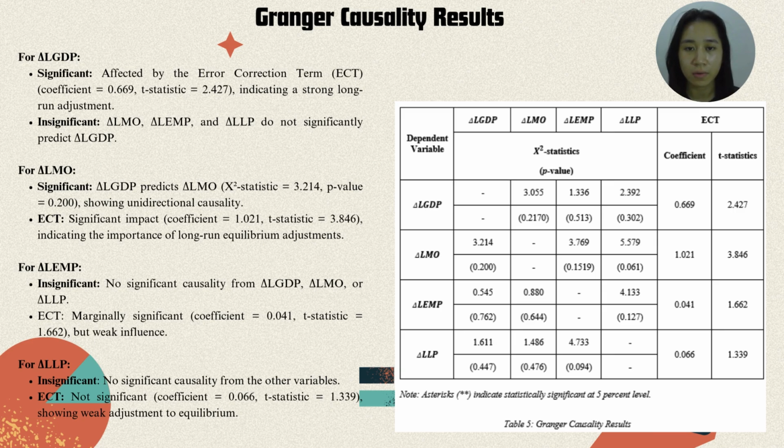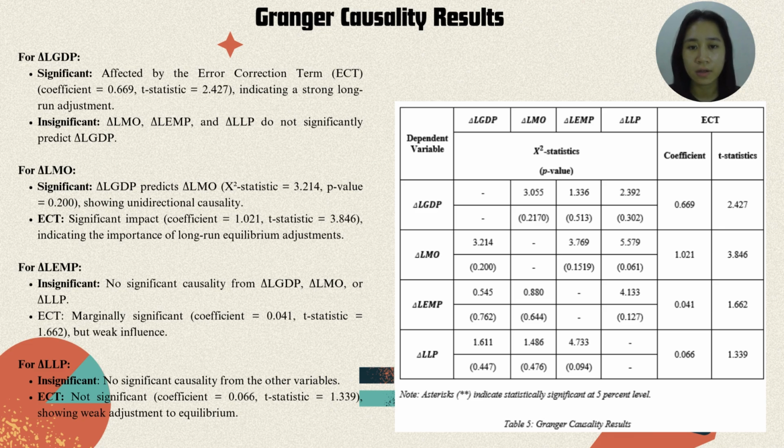For changes in LMO, changes in LGDP is a significant predictor of changes in LMO, with a chi-squared statistic of 3.214 and a p-value of 0.2, suggesting a directional causality from LGDP to LMO. The ECT of changes in LMO is significant with a coefficient of 1.021 and a t-statistic of 3.846, confirming that the long-run equilibrium adjustments are important in explaining short-term changes in LMO.